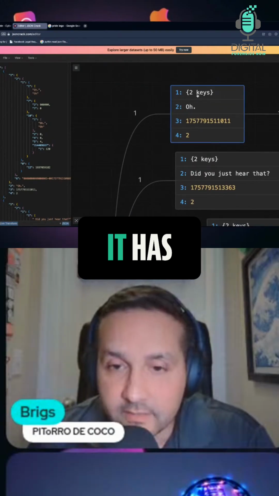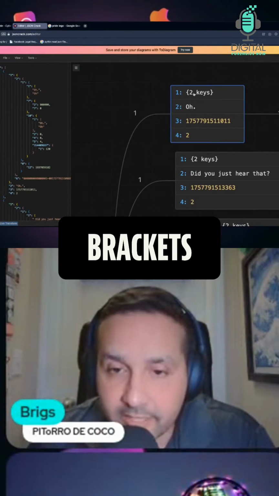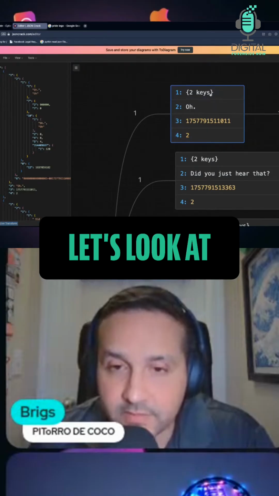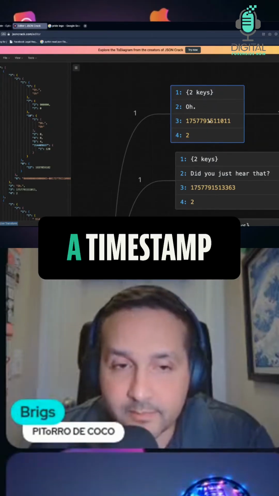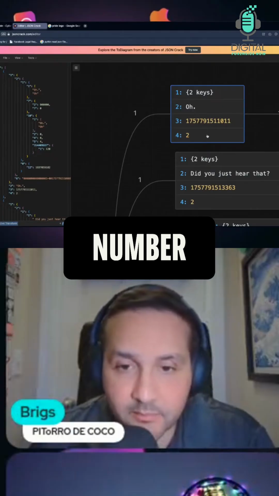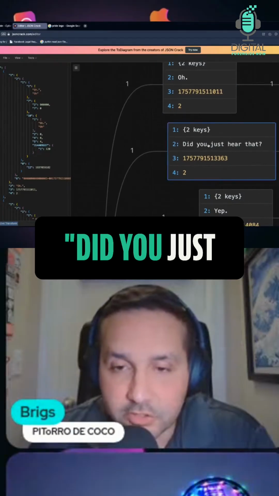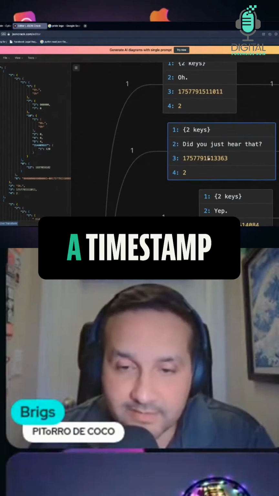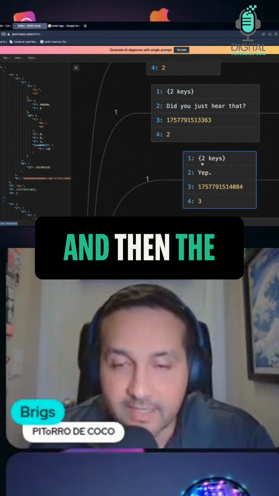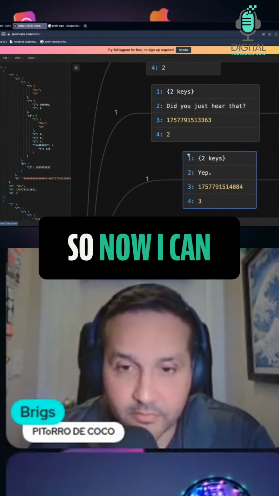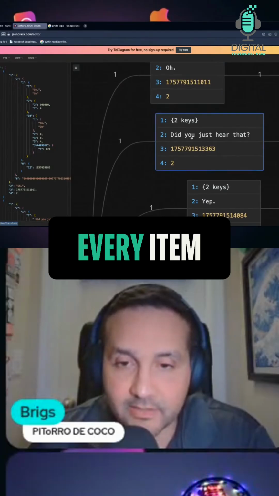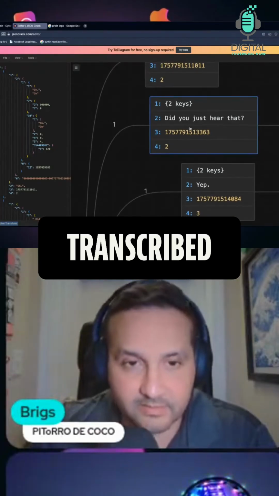Oh look, it's a dictionary. You see the squiggly brackets there, 2 keys. Let's look at this first one here. You have a timestamp, that's a Unix epoch timestamp, and a number. And then you hear, did you just hear that? The next message, a timestamp and a number. And then the answer is yep, a timestamp and a different number. So now I can see every item is part of that conversation as being transcribed.